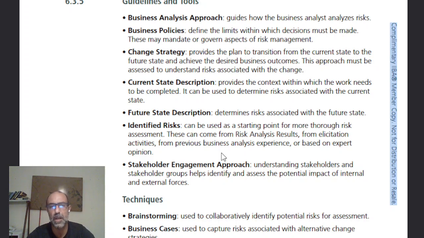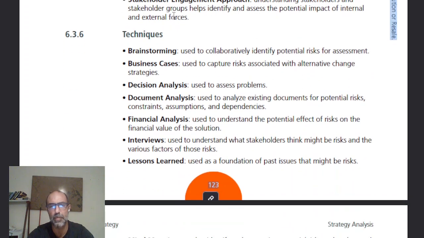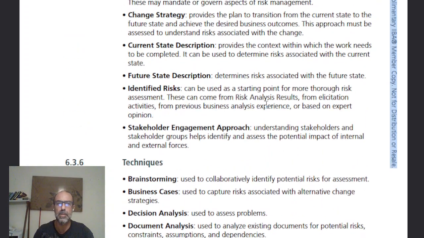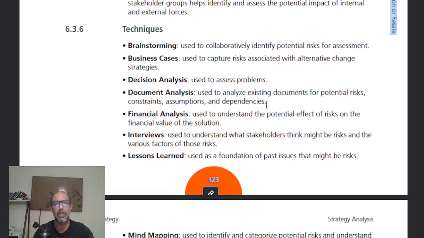What are the guidelines and tools? Business analysis approach, business policies, change strategy, current state description. Notice that this feeds into the change strategy, but the change strategy also feeds into this. So current state, this is a mental thing that you have to do. There's a certain connection. I wonder if there's a chart that connects everything to everything while we're doing business analysis. So current state description provides the context, and future state description, identified risks, and stakeholder engagement approach. The stakeholder engagement approach is basically the plan that we use in order to approach stakeholders. That's one of the guidelines and tools because ultimately we're talking to stakeholders and figuring things out.